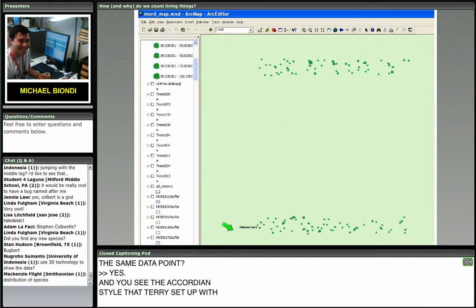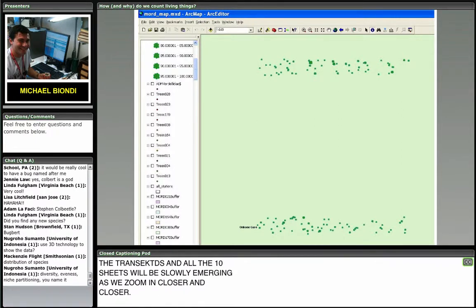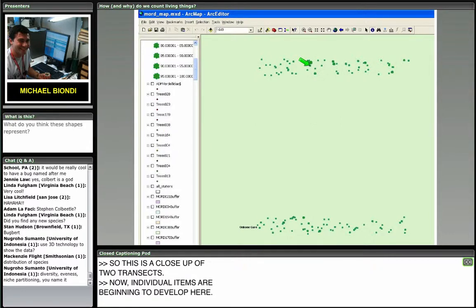This is a close-up of two different transects. Here's one transect, and here's another transect. Now individual items are beginning to develop here. What do you think these individual items are going to turn out to be? What are these green dots? I'll give you a second or two to answer.